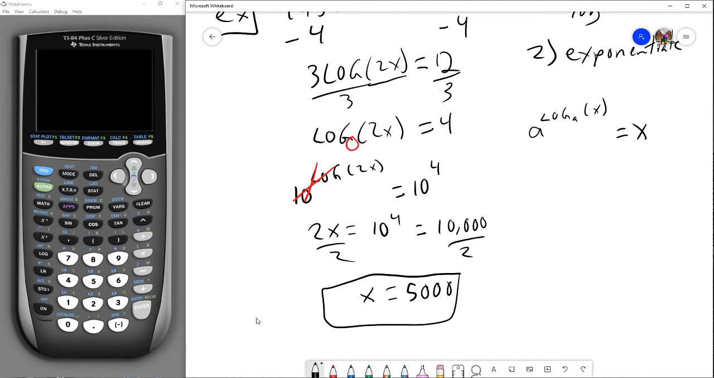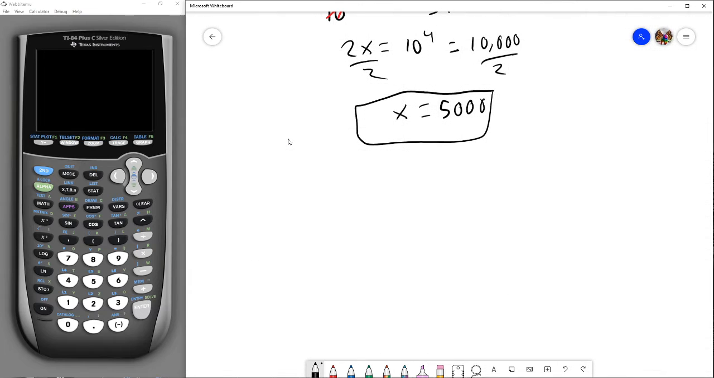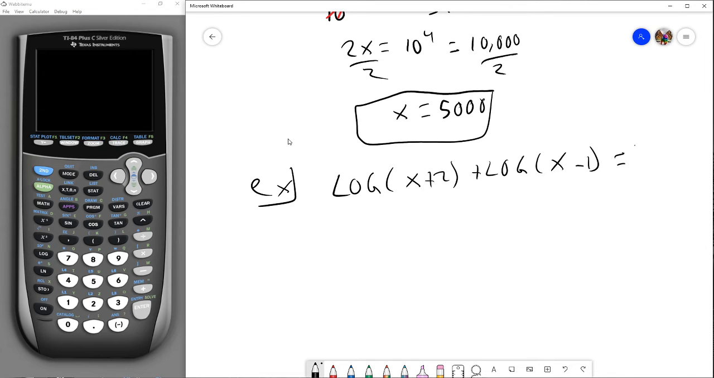Let's consider a more tricky one. For this example, suppose we had log of x plus 2 plus log of x minus 1 is equal to 1. Now in this case, we have a log plus a log. So in one sense, the logs are already isolated because there's nothing but logs on the left side, but on the other hand, there's two log expressions.